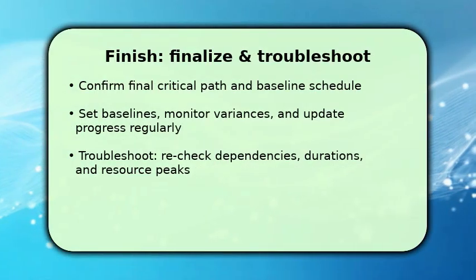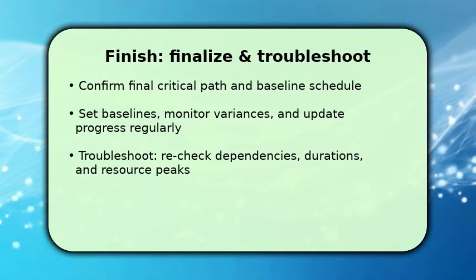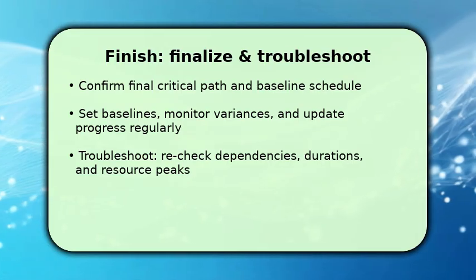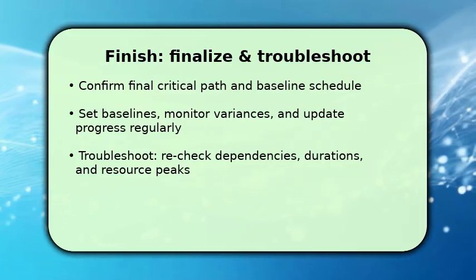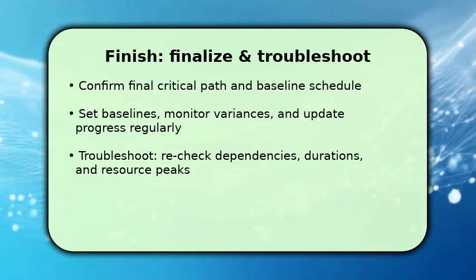You finalize by confirming the critical path and setting a baseline to lock the plan for tracking. Once baselined, record progress, track variances, and update remaining durations honestly. This keeps earned value and forecasts reliable.